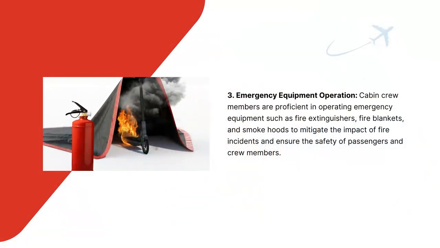3. Emergency equipment operation. Cabin crew members are proficient in operating emergency equipment such as fire extinguishers, fire blankets, and smoke hoods to mitigate the impact of fire incidents and ensure the safety of passengers and crew members.